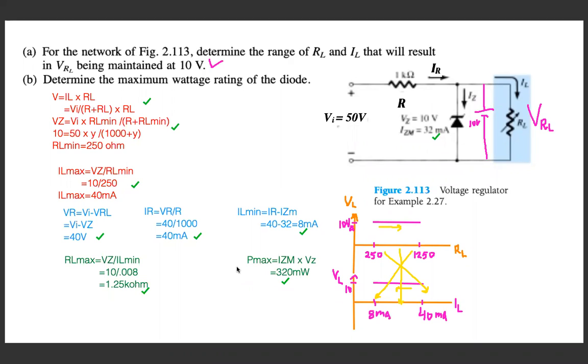If it becomes forward bias somehow, then it will simply act as a normal diode. It will conduct in forward bias.